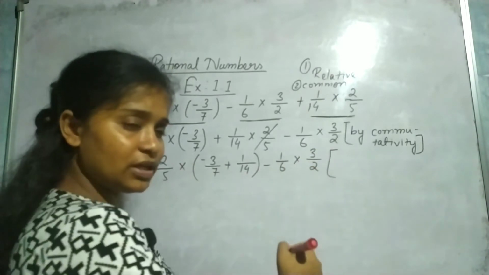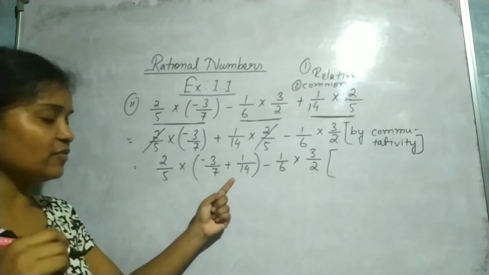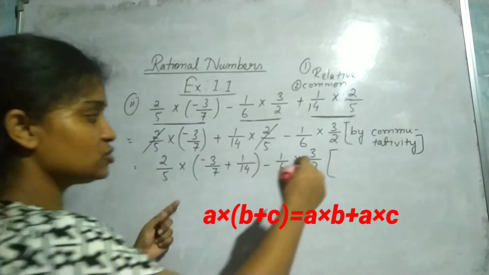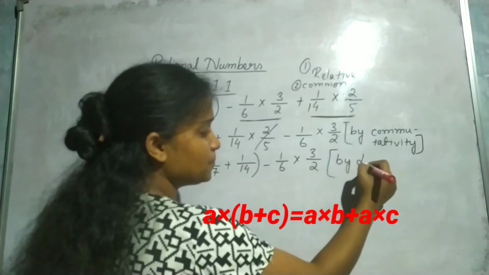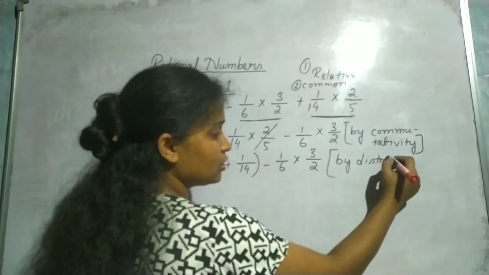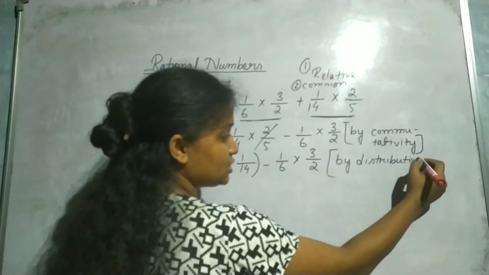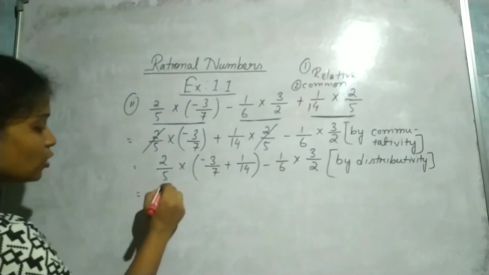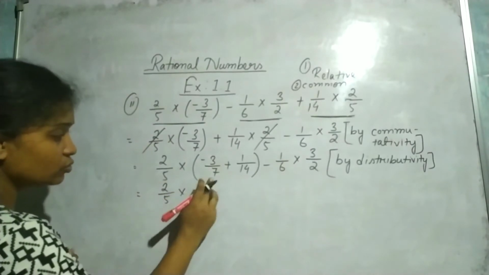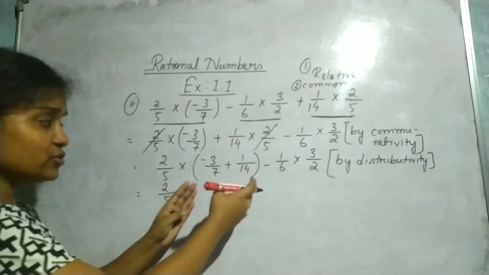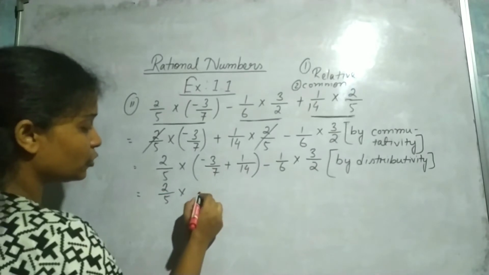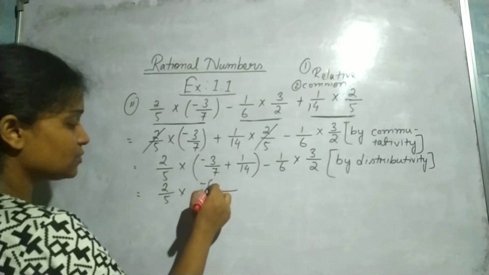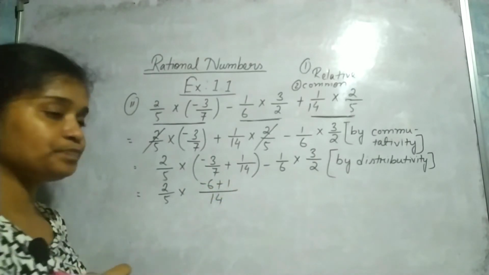Okay, what property is this? Now multiplication is there, addition is there. This is distributive property over addition. So you can write by distributivity. This is by distributivity property. Okay, now 2 by 5 into 7 and 14. Now you can solve the bracket one. 7 and 14, when you are taking LCM, then it becomes 14. Now it becomes 6 plus 1.